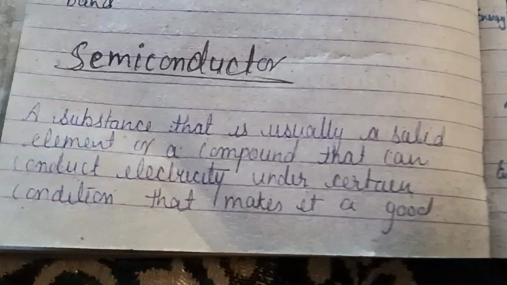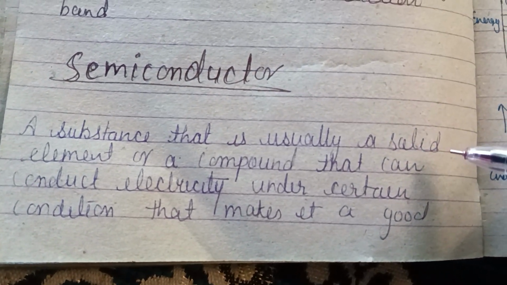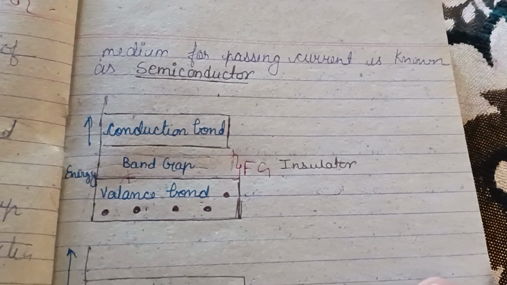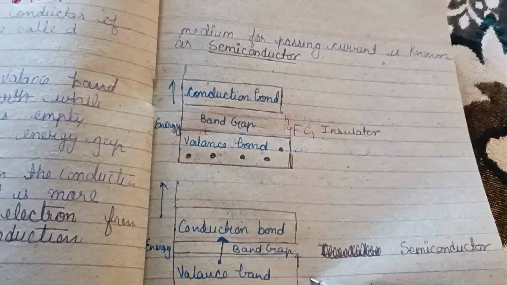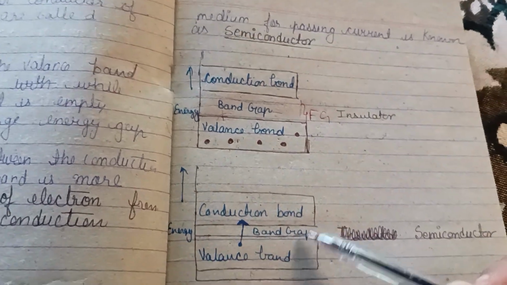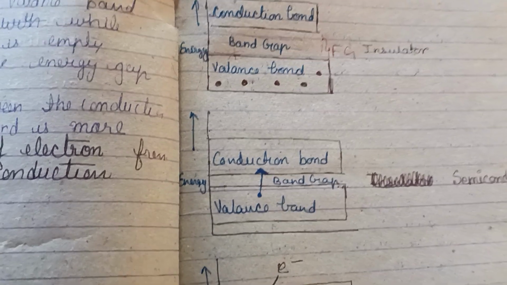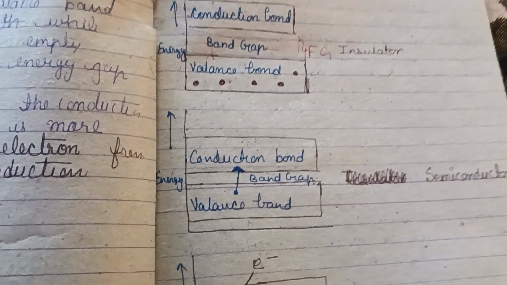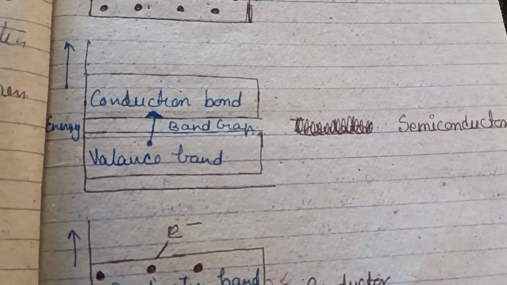So let's move toward the semiconductor. A substance that is usually a solid element or compound which can conduct electricity under certain conditions, making it a good medium for passing current, is known as a semiconductor. Here you can see, semiconductors are these compounds. They generally do not conduct electricity, but under certain conditions they become conductors.